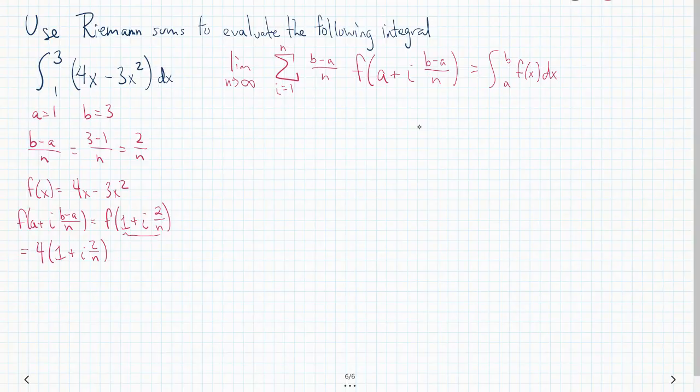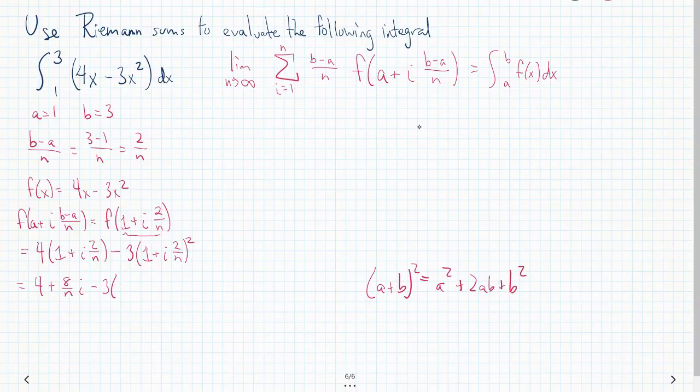And then we go minus 3 times 1 plus I times 2 over n, the quantity squared. Well, that might take a little bit of work, but we can work with this. So we have 4 plus, and I'll rewrite this as 8 over n times I, minus 3 times, when you complete a square, just a little side note, you have a plus b, the quantity squared, equals a squared plus 2ab plus b squared.